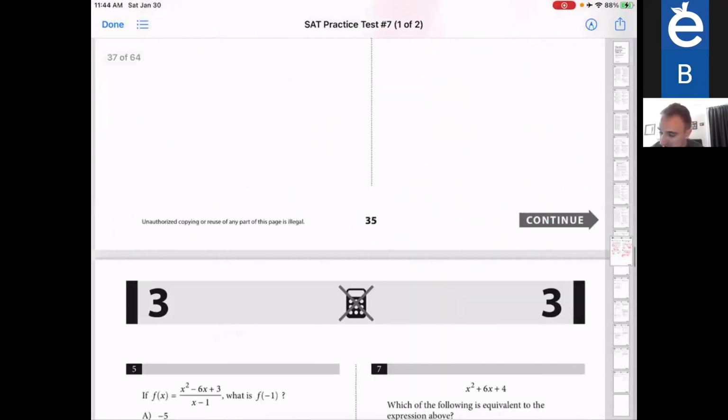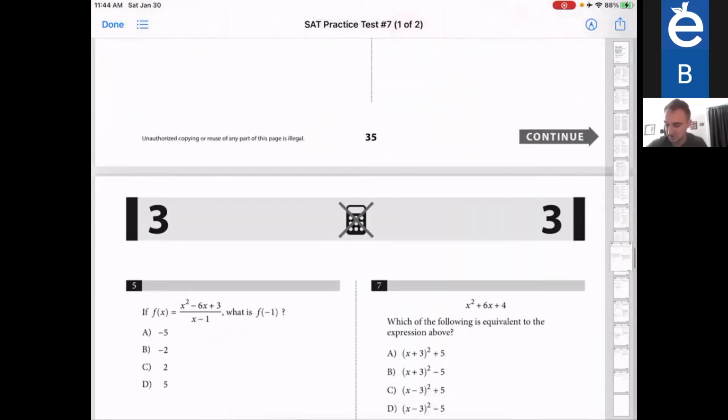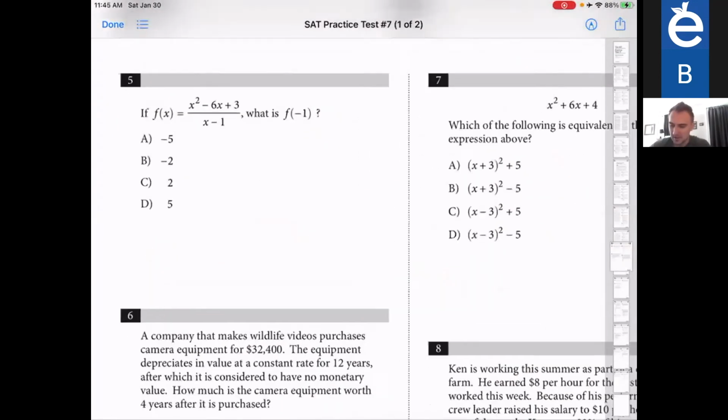All right, let's move on to the next page here. We got about 15-ish minutes left. Let's see how far we can get. All right, number 5.